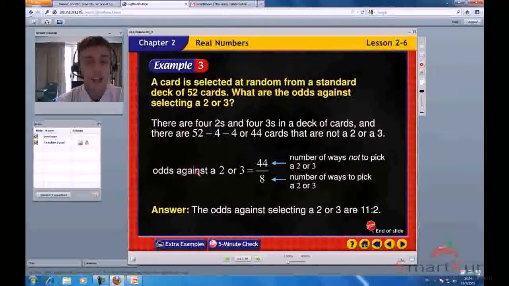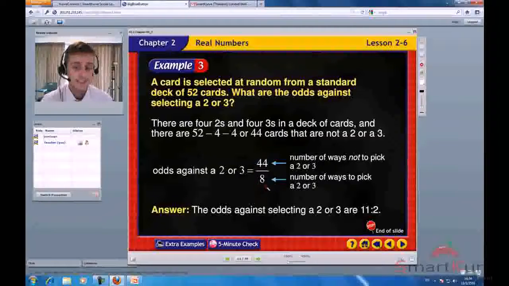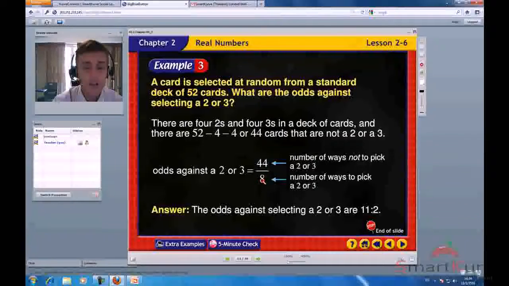A card is selected at random from a standard deck of 52 cards. What are the odds against selecting a 2 or 3? There are 4 2s and 4 3s in the deck of cards, and there are 52 minus 4 minus 4, or 44 cards that are not a 2 or 3. The odds against a 2 or 3 are 44 to 8. There are 44 ways not to pick a 2 or 3, and there are 8 ways to pick a 2 or 3. So the odds against selecting a 2 or 3, reducing 44 to 8, are 11 to 2.